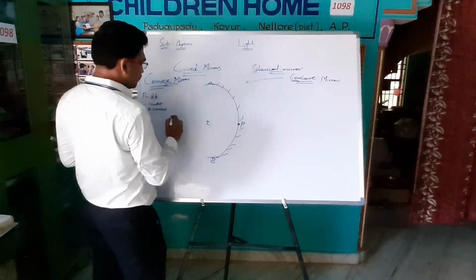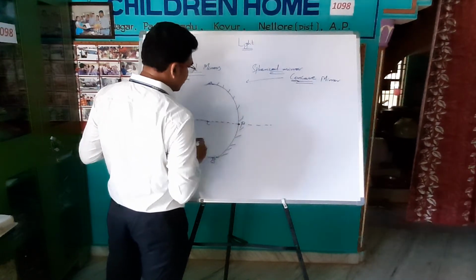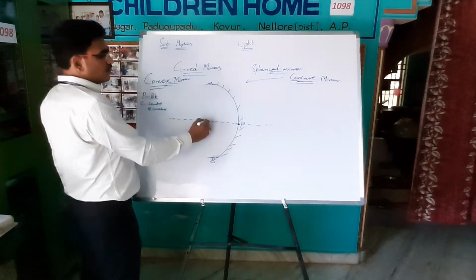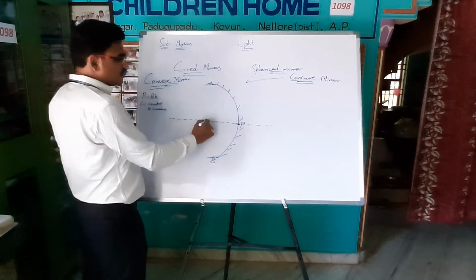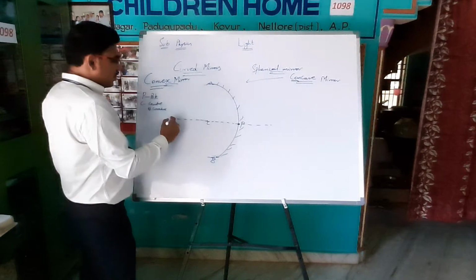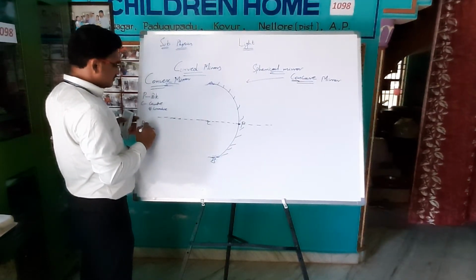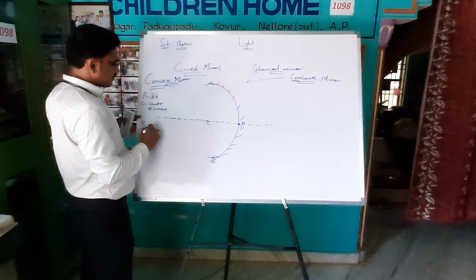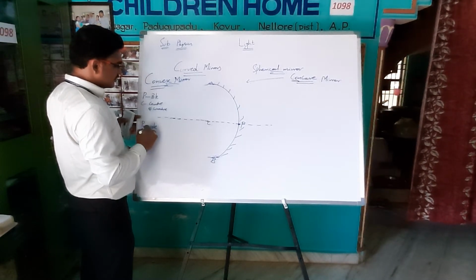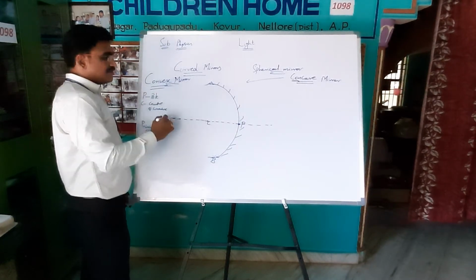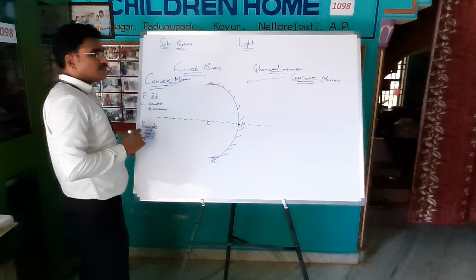Now what I am going to do? I am going to draw an imaginary line which is joining C and P. What is this imaginary line? This imaginary line is called the principal axis. So this imaginary line which is joining C and P is called the principal axis.